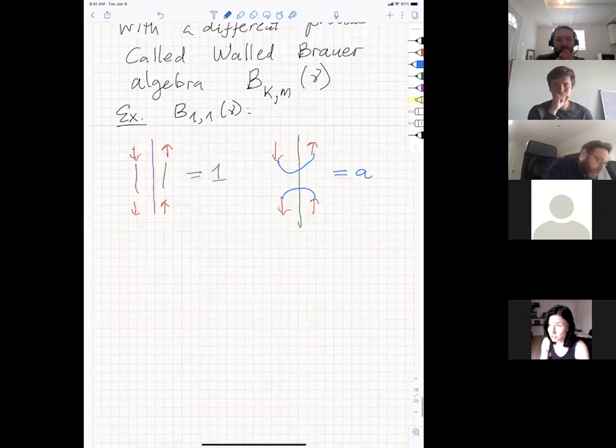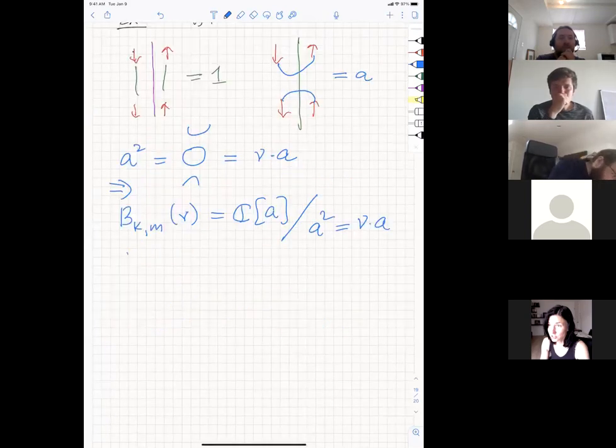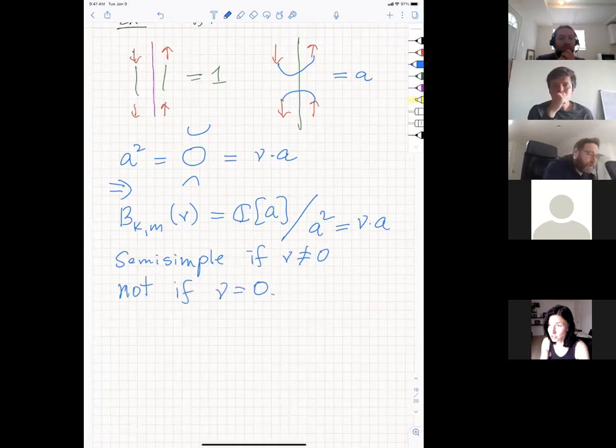And then what are the relations? So if I take A squared, that's going to be basically this thing, and I have to remove the loop. So this is going to be nu times A. So this means that this algebra B K M of nu is polynomials in A modulo the relation that A squared equals nu times A. And what we notice is that this algebra is semi-simple if nu is different from 0, and not semi-simple if nu equals 0. So it does depend on nu.